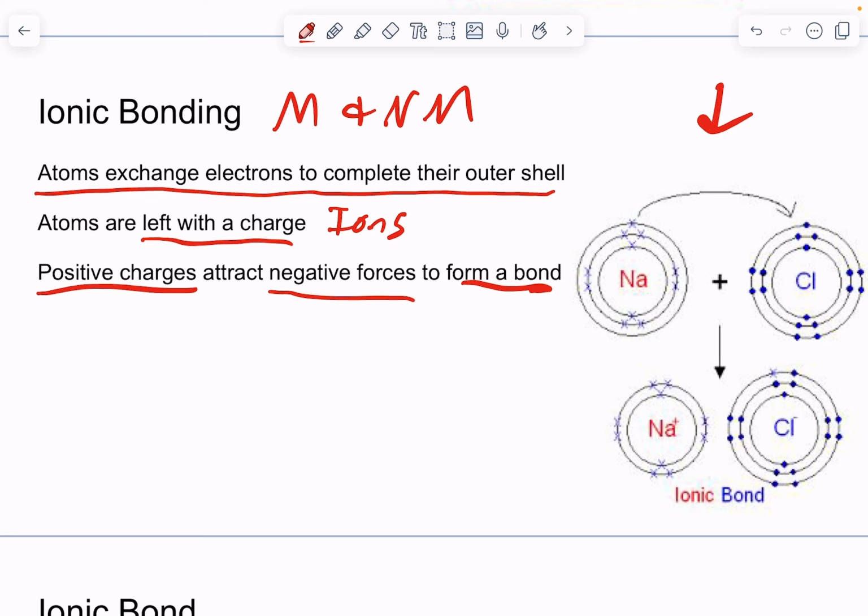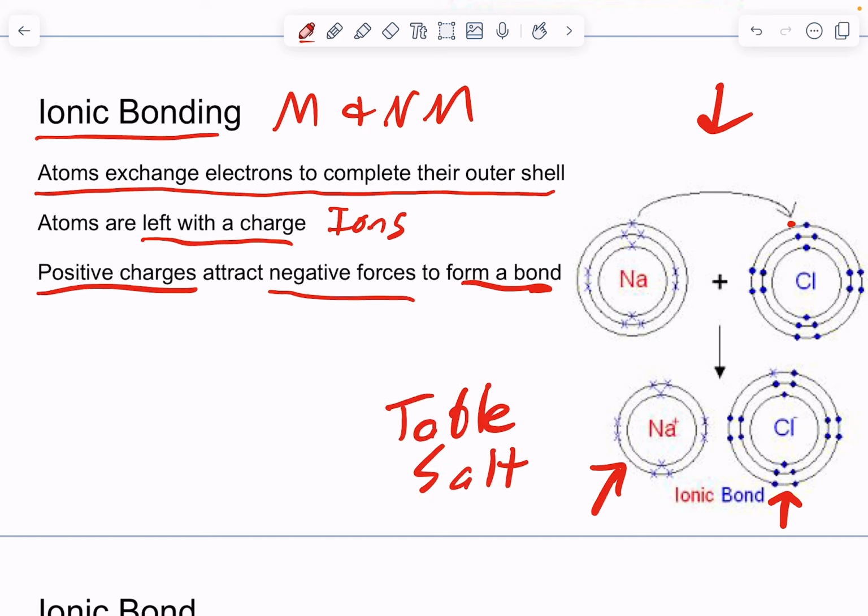So here's an example of an ionic bond. We've got sodium. It's going to lose its one valence electron and give it to a chlorine. When it does that, the sodium is left with a positive charge right here, and the chlorine is left with a negative charge right here. And when these positive and negative charges get close, they're going to form an ionic bond. Those positive and negative forces attract each other. This is table salt. Table salt, sodium chloride, is formed because they form ionic bonds.